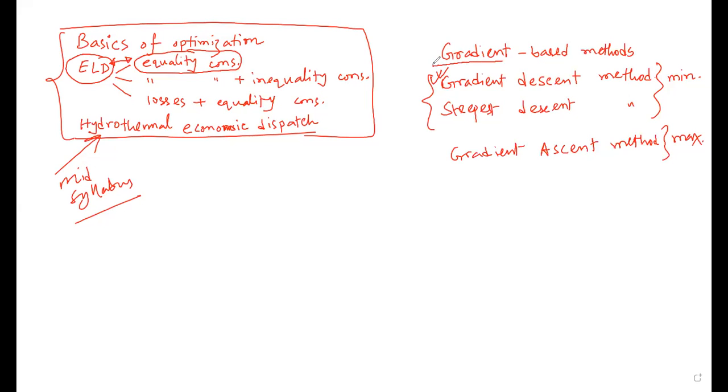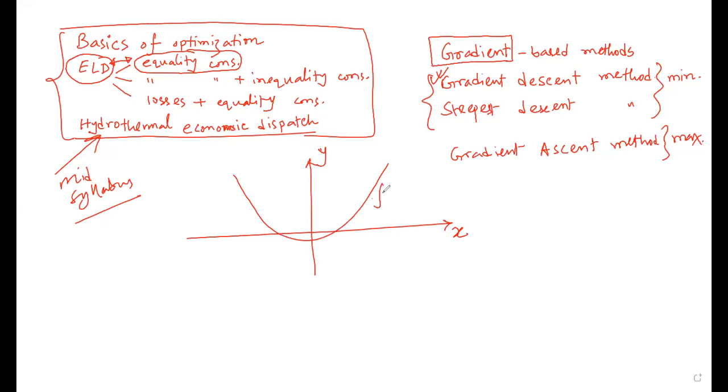Now, can anyone tell about what is a gradient of a function? Let's say, just to make life easy, x is the independent variable, y is the dependent variable. This is some function of x, single variable. So what is the gradient of this curve or of this function f of x? How do you find out the gradient?